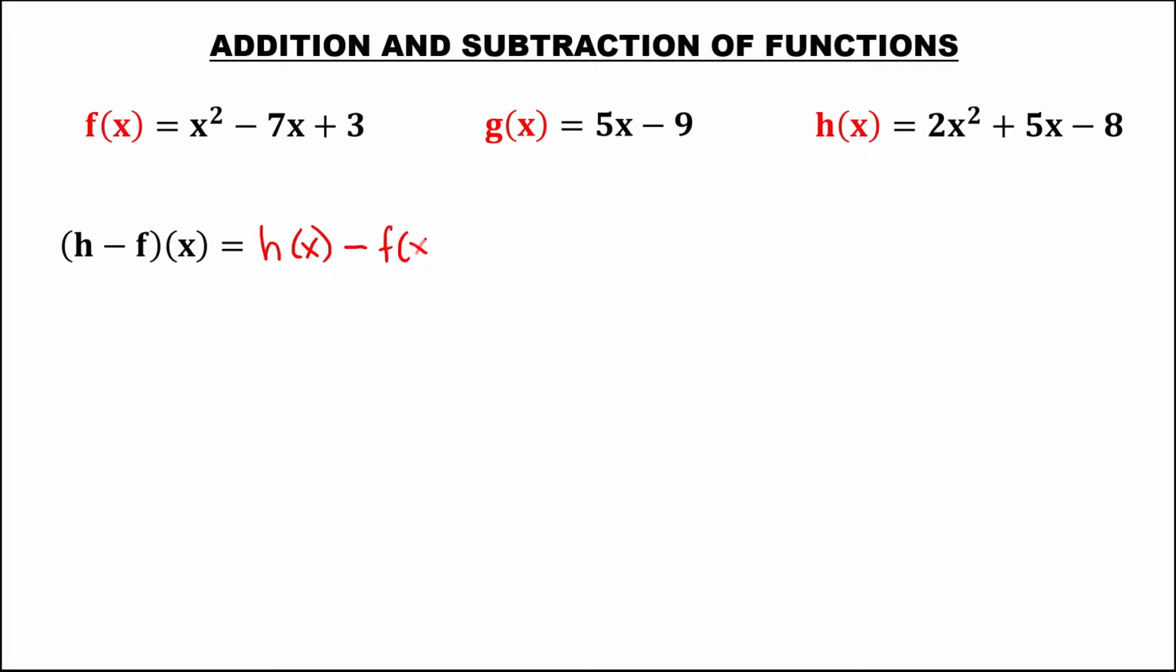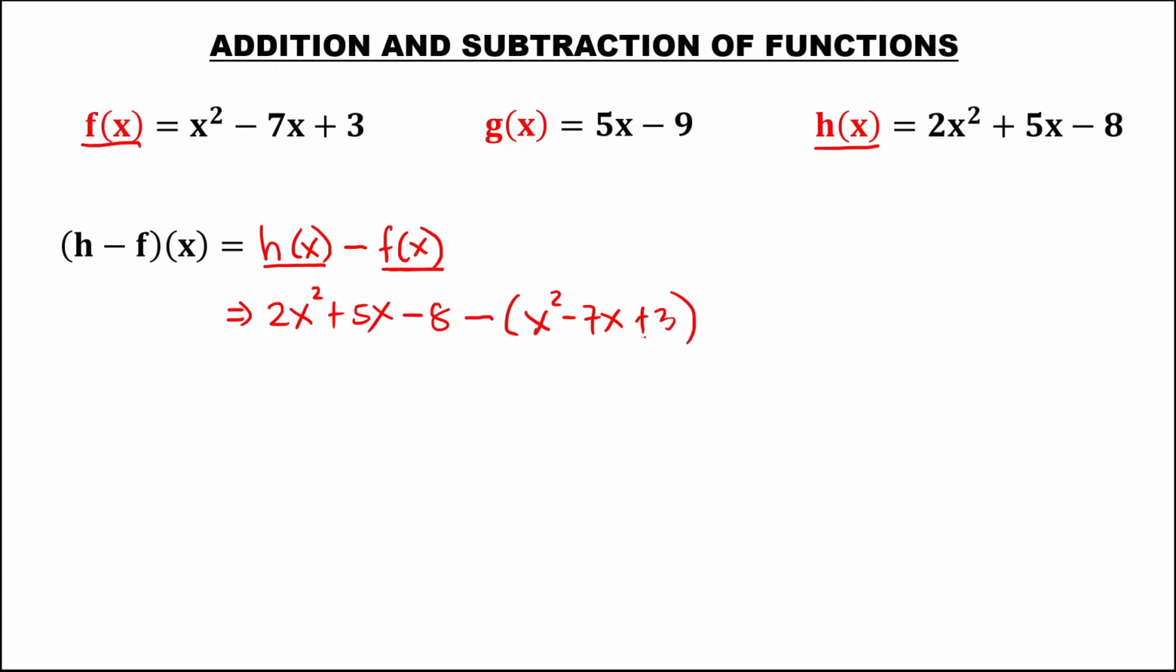Then for this given, the difference of the two functions, this is equal to h of x minus f of x. Then substitute now the value for h of x, and h of x is equal to 2x squared plus 5x minus 8, then minus. Now take note, for the subtraction of function, we need to put the second function inside the parentheses. So therefore, this f of x must be inside the parentheses. So that's x squared minus 7x plus 3.